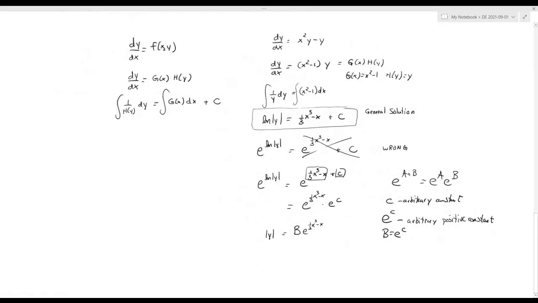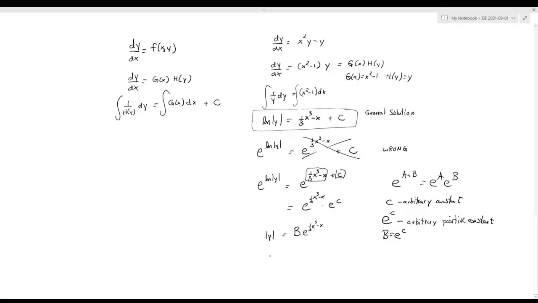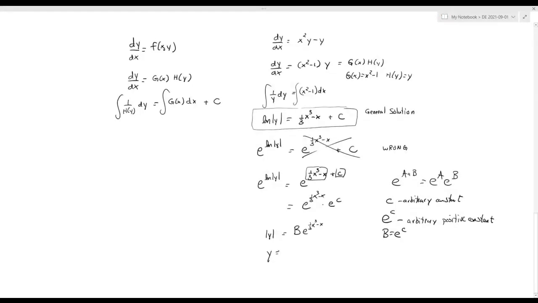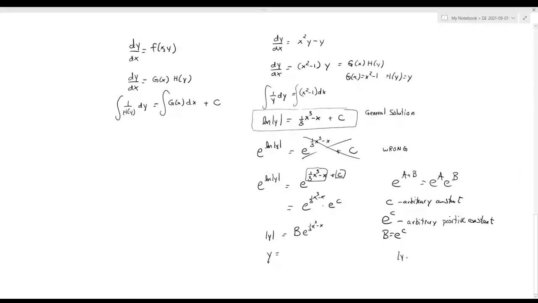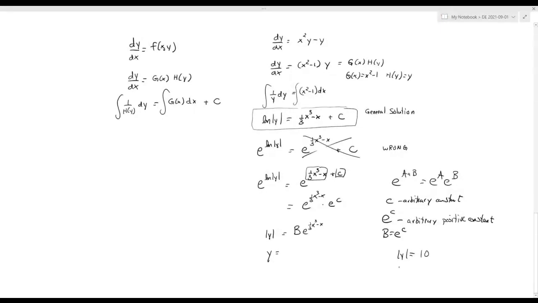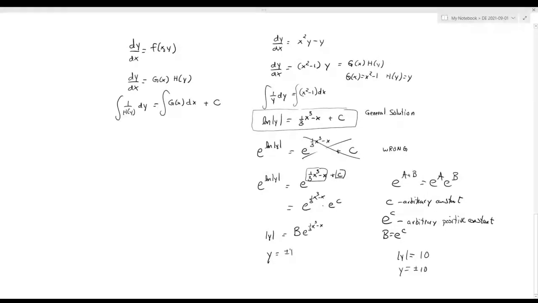So what's going to happen next is we're going to simply get rid of the absolute value. And when you do that, if you have the absolute value of y equal to 10, say, you know that y could be two possible values, right? Positive or negative. So here it's plus or minus b.